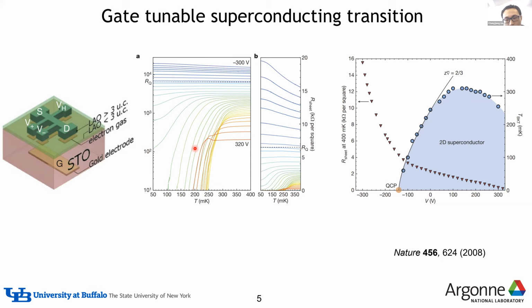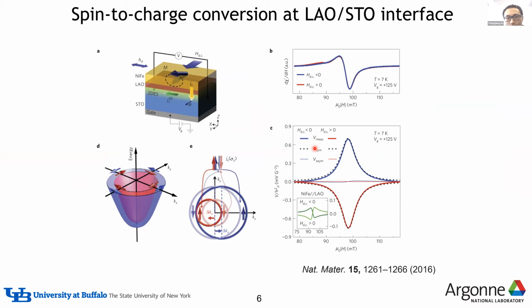As another example for this interfacial system, it turns out that the spin orbit coupling can also be tuned. And because of this property, one can observe a spin to charge conversion phenomenon utilizing, for example, a spin pumping method, basically pumping a pure spin current into the system. And because of the spin orbit coupling, this spin current can be converted into a charge current and then measured as a voltage.